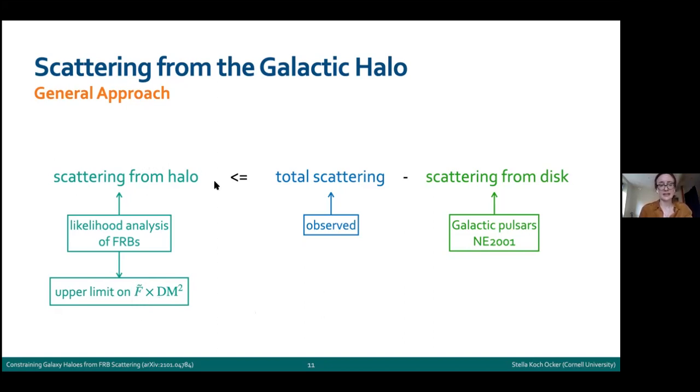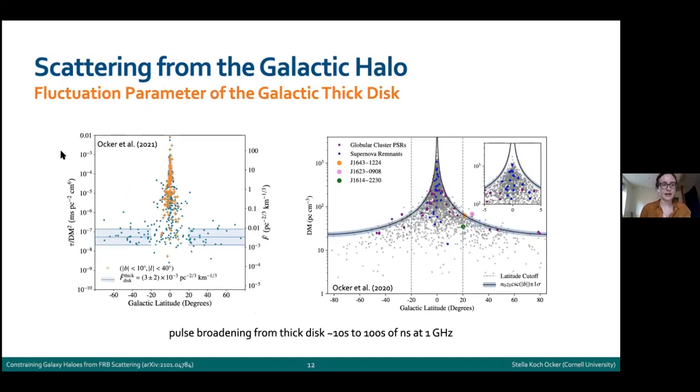So to get at this constraint for the halo, we first have to consider how much scattering is coming from the galactic disk. Here on the left, I'm showing you the distribution of tau over DM squared for all galactic pulsars that have scattering measurements as a function of galactic latitude. You can see the equivalent value of F tilde on the right-hand axis. This blue band is showing you the mean value of the fluctuation parameter for the thick disk, which dominates lines of sight at latitudes above 20 degrees.